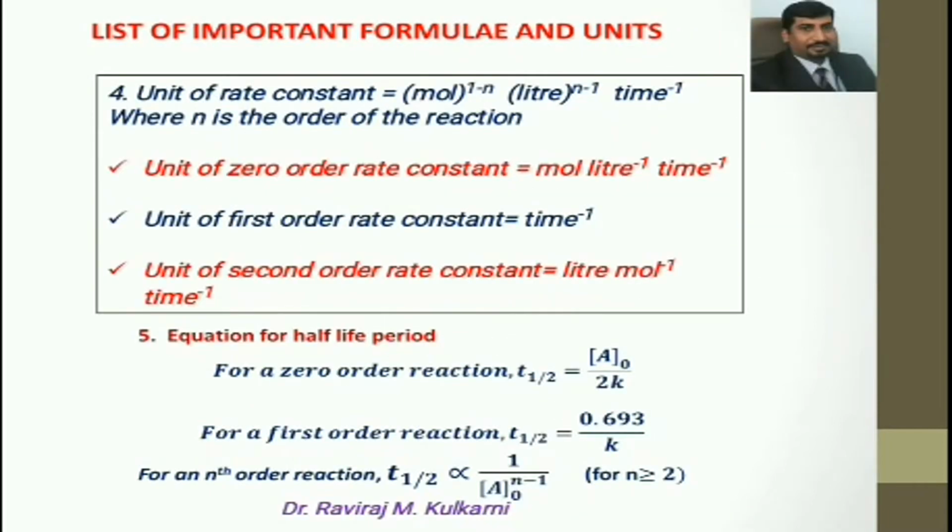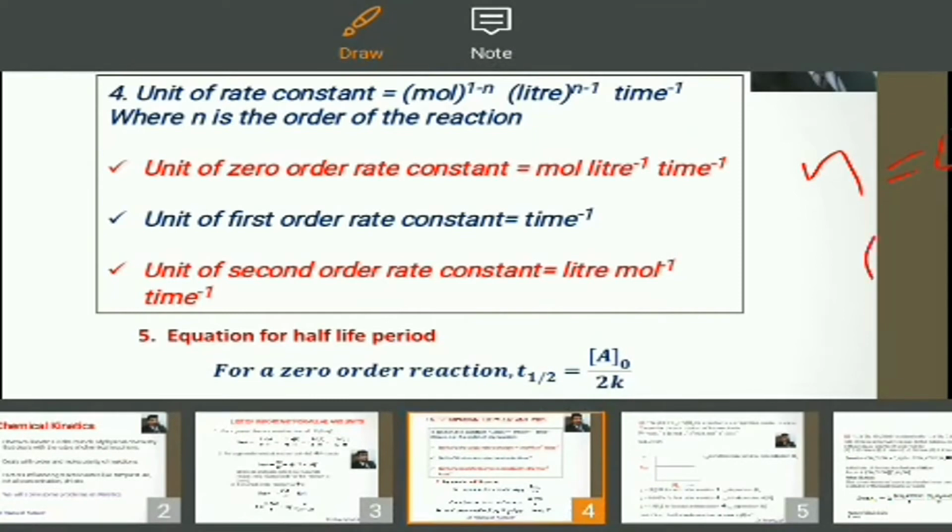Some more important formulae and units. Fourth, unit of rate constant. In general, we write mole raised to 1 minus n, liter raised to n minus 1, time raised to minus 1, where n is the order of the reaction. Unit of rate constant for zero order reaction: you just substitute n is equal to 0.